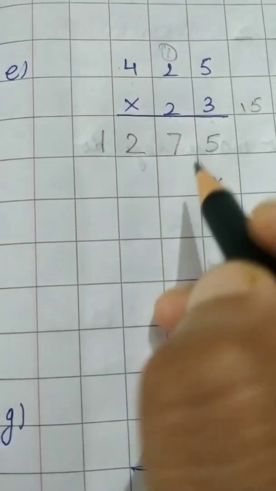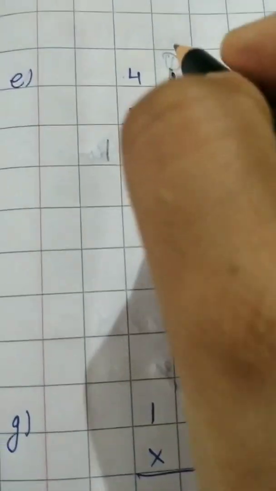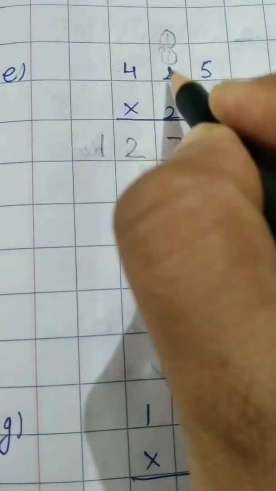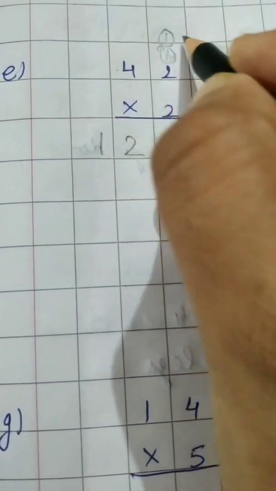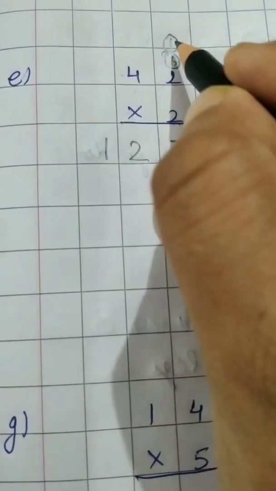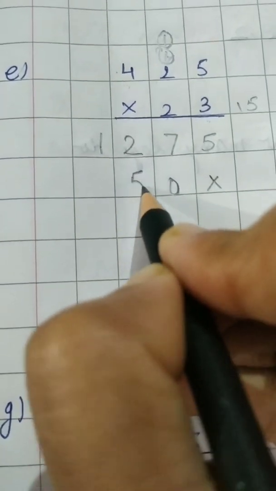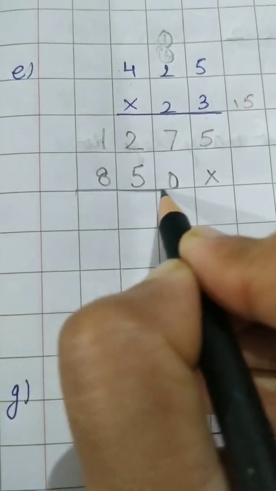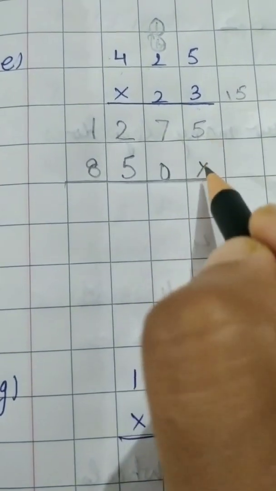2 5s are 10. 0. 1 is carried to the next column. 2 2s are 4. We'll not add this. We'll add this now. 2 2s are 4. 4 plus 1 5. 4 2s are 8. Now what is the next step? We have to add this and this.